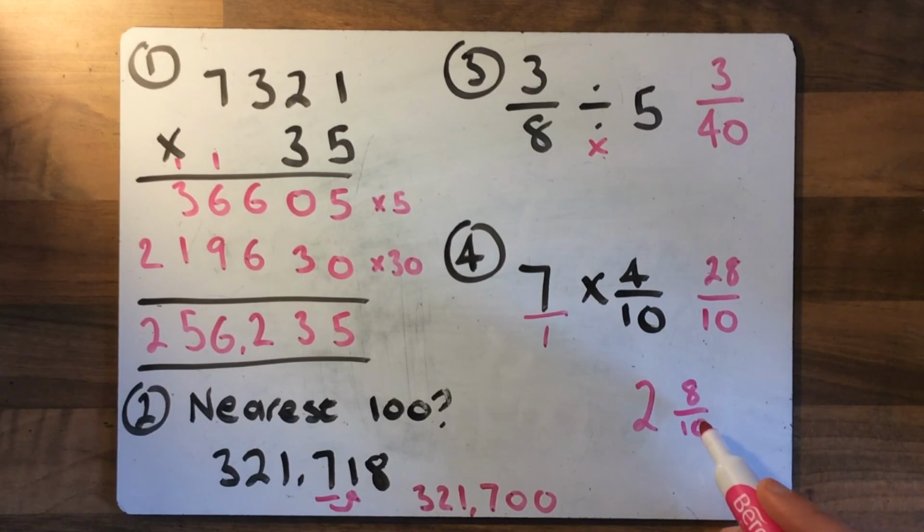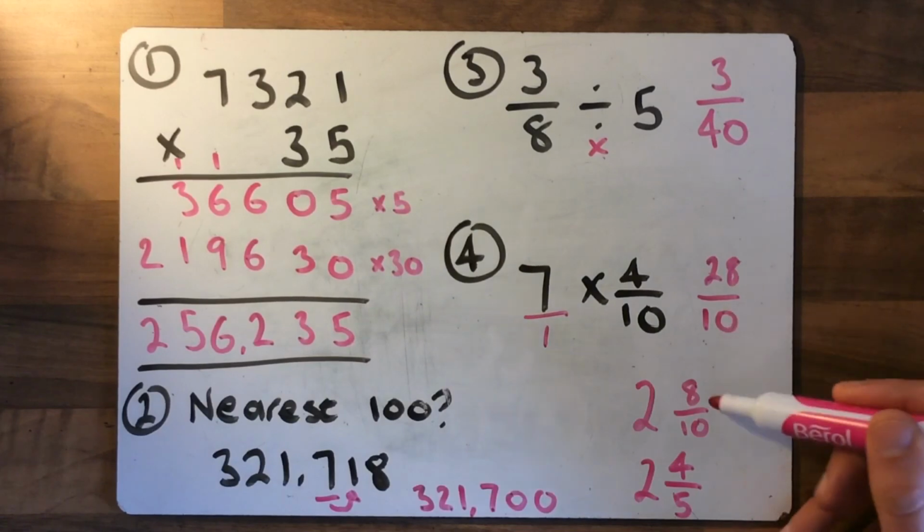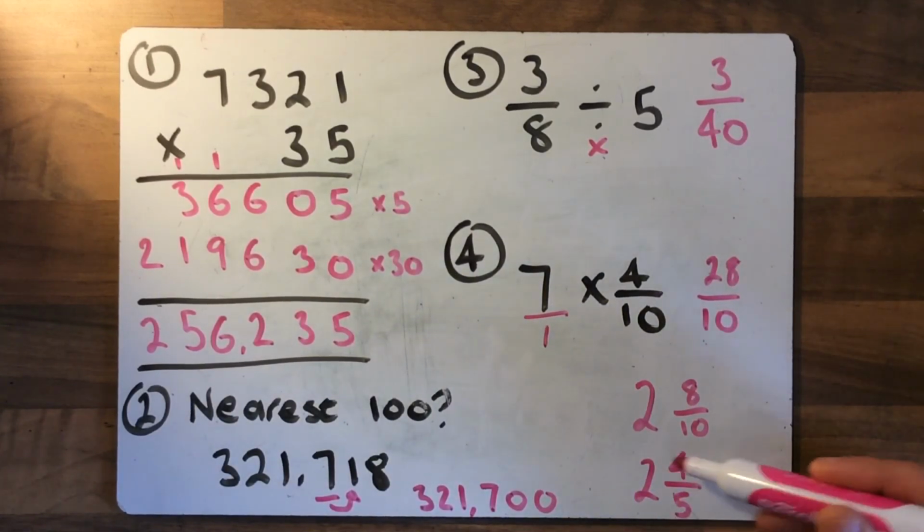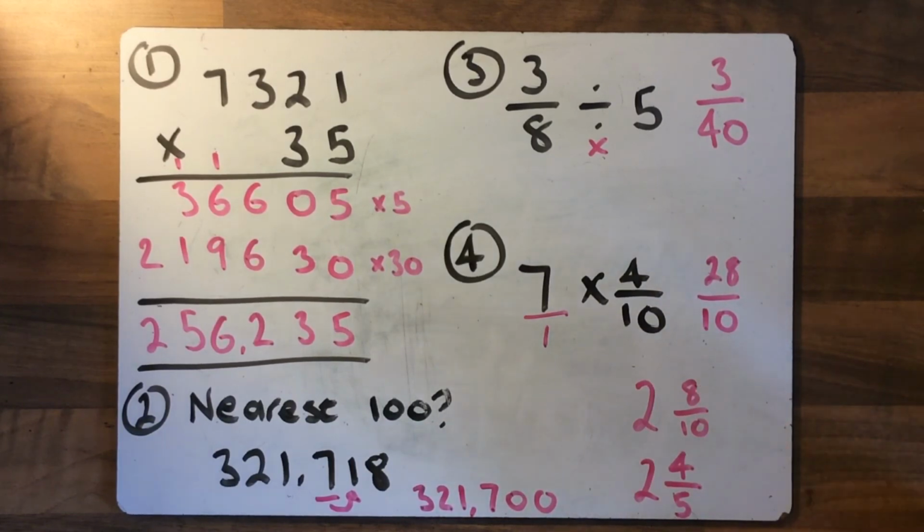This can be simplified further though, can't it? So still going to be 2. This can be simplified by halving the 8 to 4, halving the 10 to 5. So these 3 answers are all identical. However, this one is probably your best answer because it's written in its simplest form, but all 3 of them are identical to each other. Well done, Year 6.